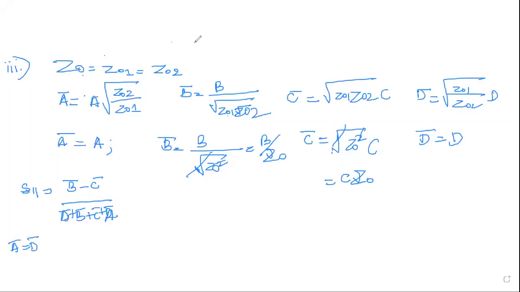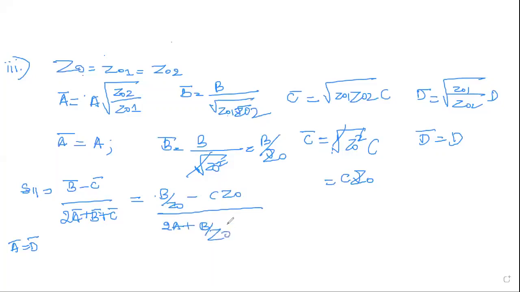So just change the equations. I have written in the denominator A bar plus B bar plus C bar plus D bar. Just make it 2A bar plus B bar plus C bar. So your equations will change, instead of B bar you will be writing B by Z naught minus C into Z naught, divided by 2 into A plus B by Z naught plus C by Z naught, which is also equal to S22.